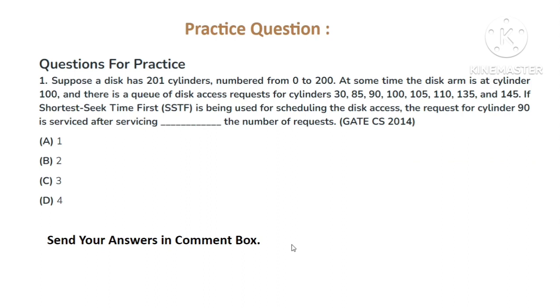If shortest seek time first (SSTF) is being used for scheduling the disk access, the request for cylinder 90 is serviced after serving how many requests? In this question, we do not have to find the seek time. We have to find how many cylinders have already been accessed before serving cylinder number 90. You have to calculate that, and please send your answers in the comment box.